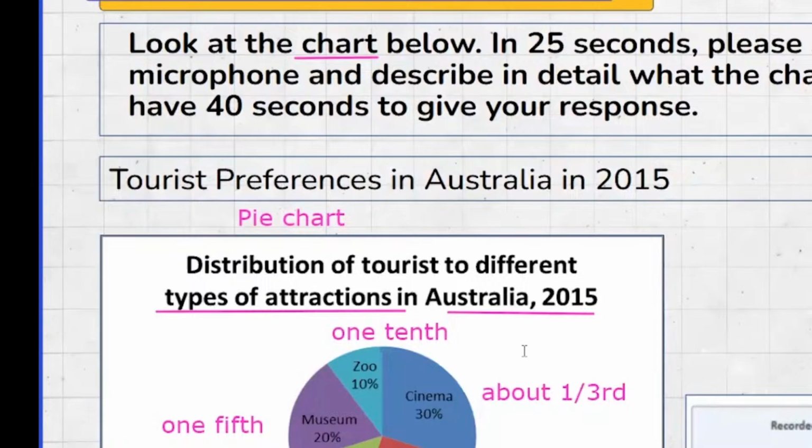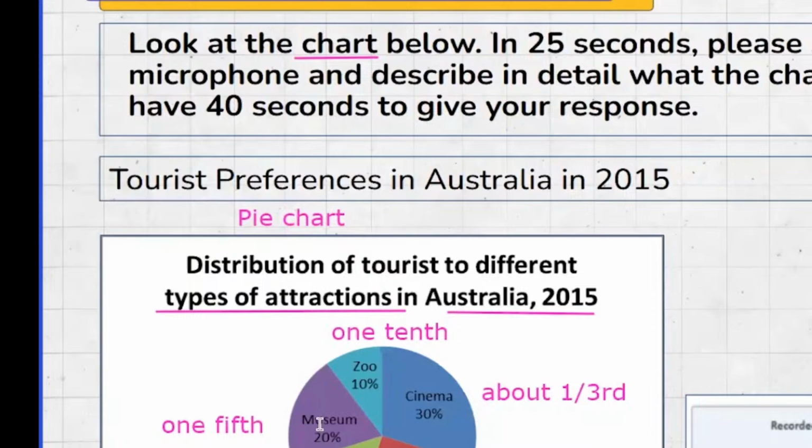Now this one shows us the tourist preferences for various attractions. So which one was the most popular tourist attraction in 2015? Well, it was a cinema because it gives us a figure of 30%. Which one stood second, students? Well, the theme park with a figure of 25%. Which one was the third in position? Well, it was the museum with 20% figure.